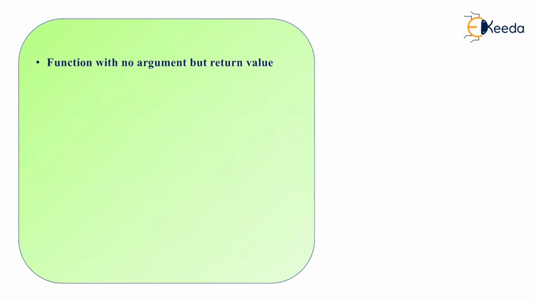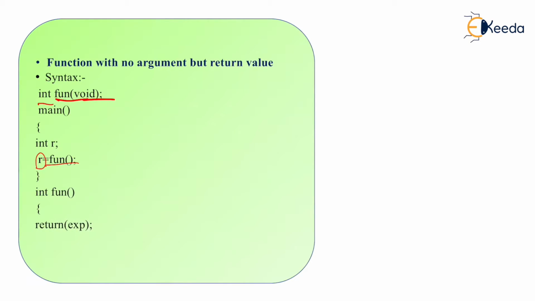Next is function with no argument but return values. The syntax can be int function without arguments. So void means without arguments, or you can specify it blank. Inside the main, if you are calling that function, you have to provide a value for that because it's giving you some result, so you have to store it somewhere. For that you have to declare a variable and assign the value of the function call to that variable. And this is the function definition, which has to return something of integer type to the main block.